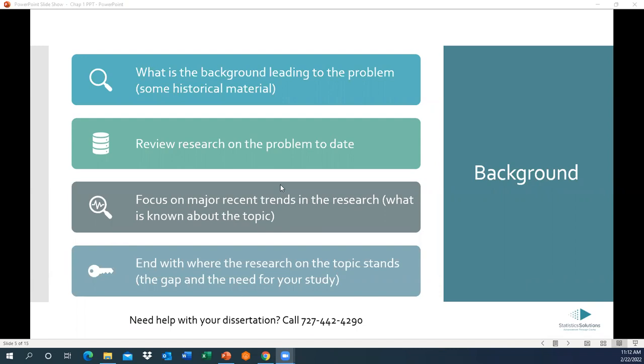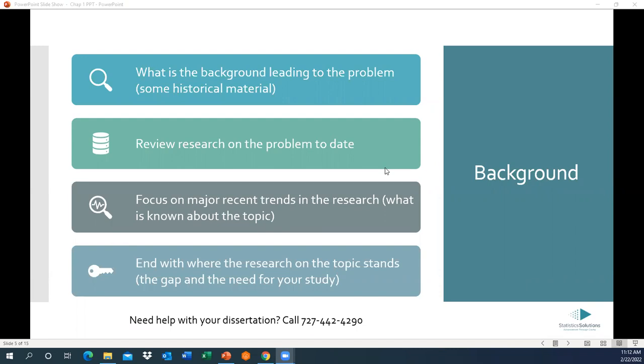Okay, focus on major trends in the research. What is known about the topic? What do we know so far? Give us the highlights in the background of what we know so far about the topic and about the research on the topic. And you want to end where the research on your topic stands. So where are we now? That's how the background should end.